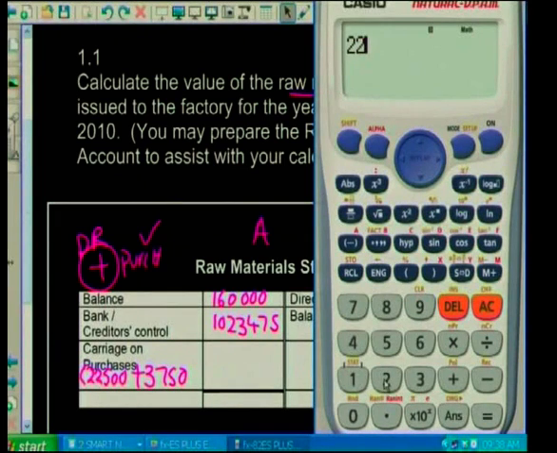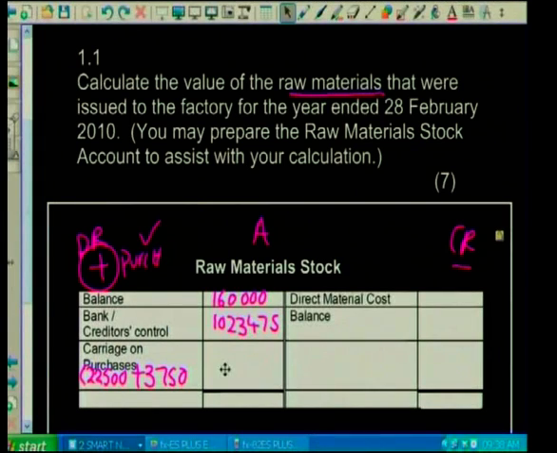So let's get our calculators out, guys. So we've got 22,500, and to that we're adding this additional carriage, 3,750, to give us a total for carriage on purchases, 26,250. So let's write that down, 26,250.